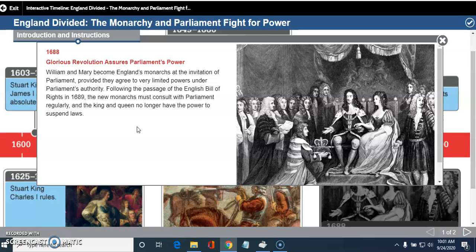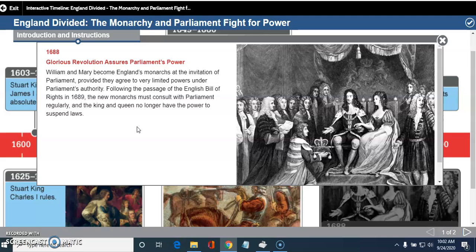And they talk with Parliament, and they agreed to limit the powers of the monarchy and put the monarchy under the authority of Parliament. This also has the passage of the Bill of Rights. And it's called the Glorious Revolution because it brought about such great change to England, and it was bloodless. No one died in this. They finally had gotten tired of killing each other, and they each compromised.